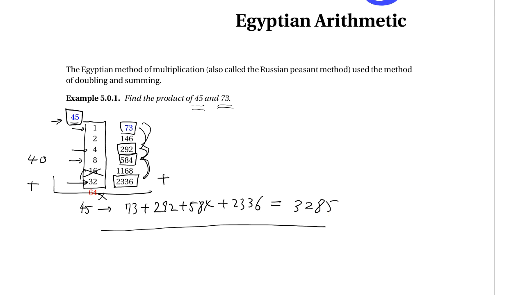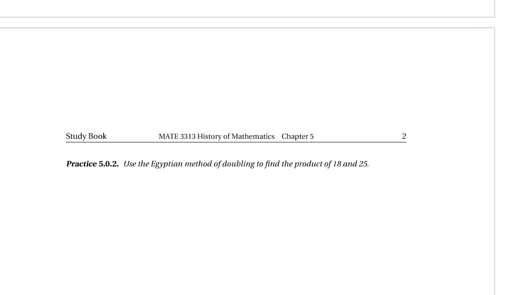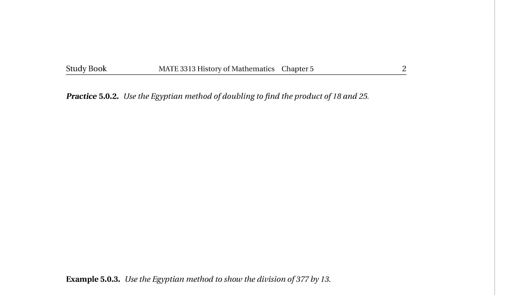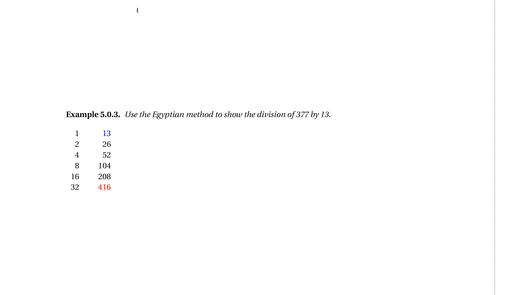So the next one is the practice for that. So please do. My suggestion is to put the smaller number at the top left corner, and 1 is matching to 25, right? And keep doing it, and we can do that. So that's the multiplication. Then how about division?